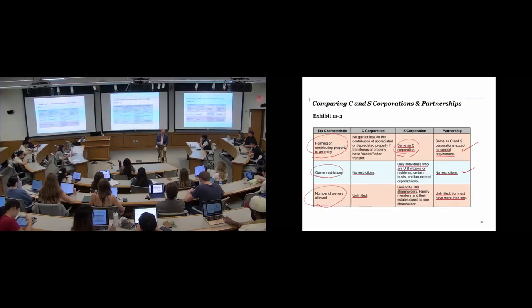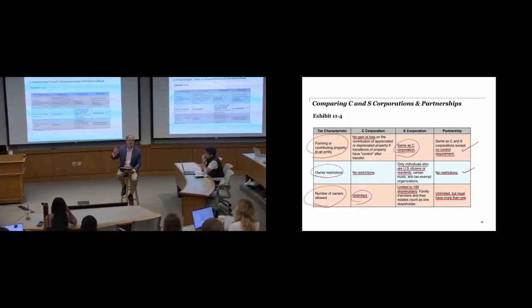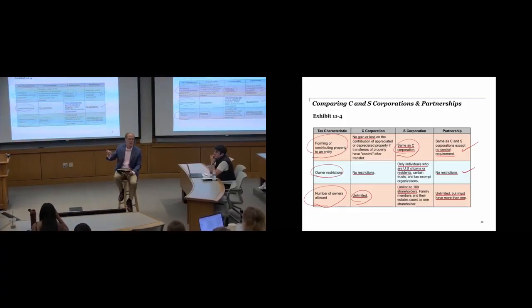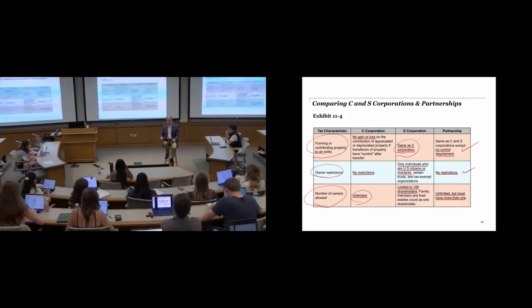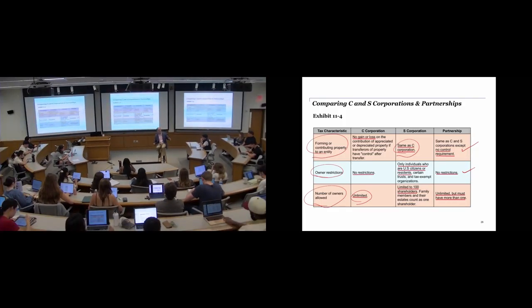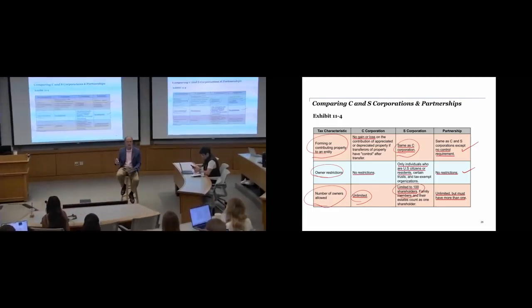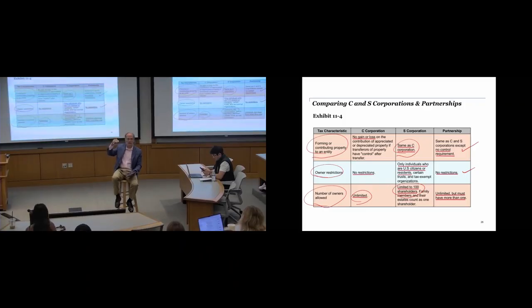Okay, number of owners allowed, C corporation unlimited. Right? The only limit you have is the number of shares, and even then, I think most brokerage platforms let you buy fractional shares as well, so it's probably truly unlimited. Maybe on the practical side, most people want to own a whole share. But you can have as many shareholders as you want. S corporation, we know we have that cap. We can't get above 100.